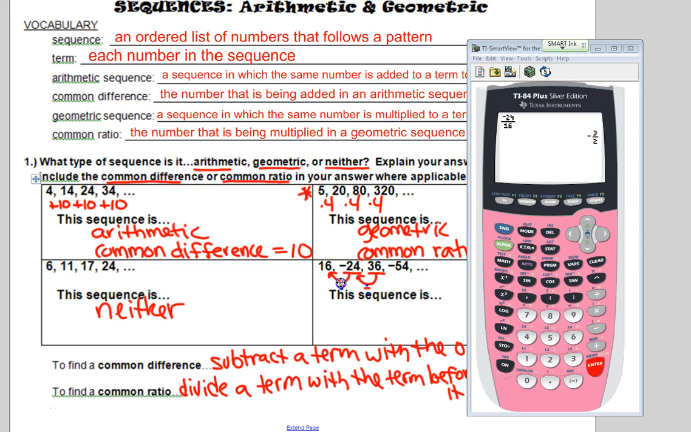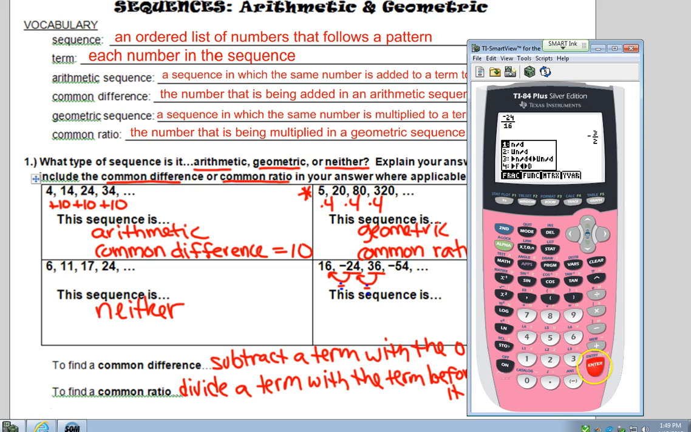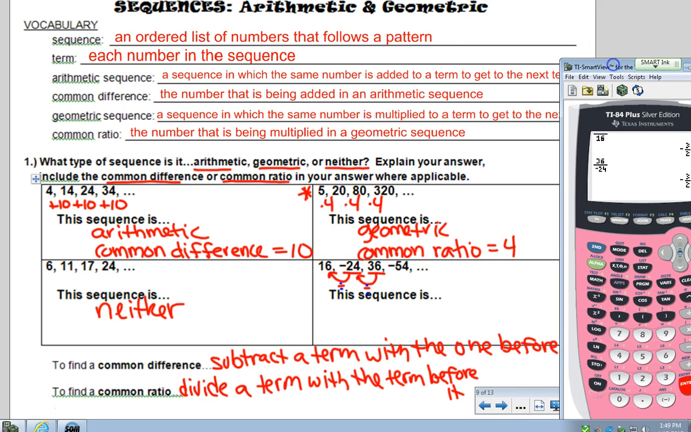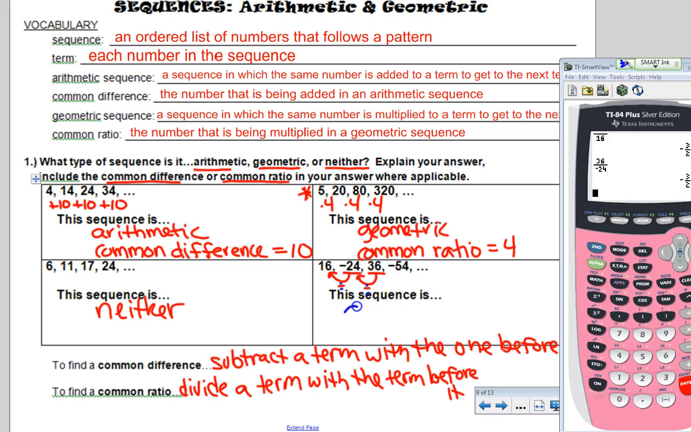And then I've got to try the next pair to make sure it's the same. 36, and then the one before it is negative 24. And that's also negative 3/2. So that means that this is geometric. We have a common ratio of negative 3/2. Now, you could also use negative 1.5 if you would rather work with a decimal rather than a fraction. That is fine.